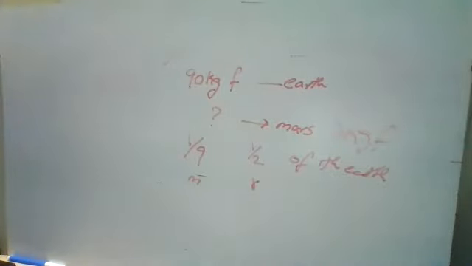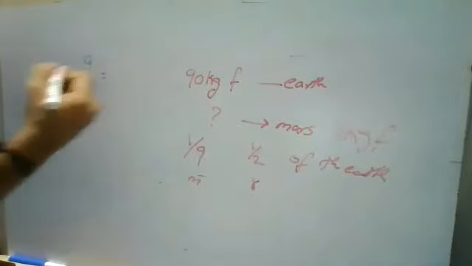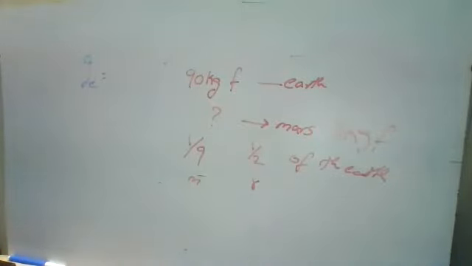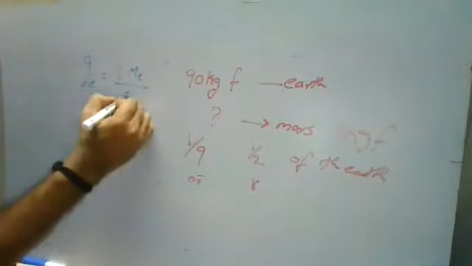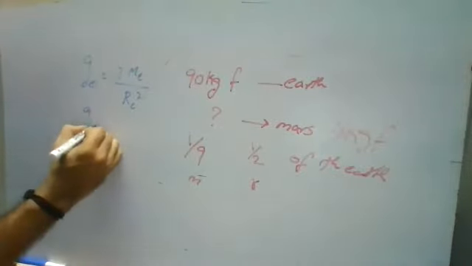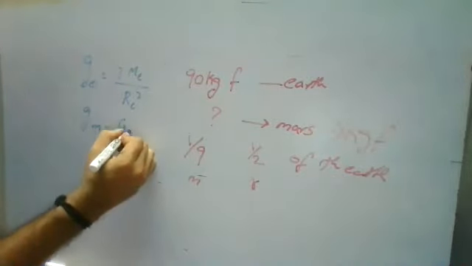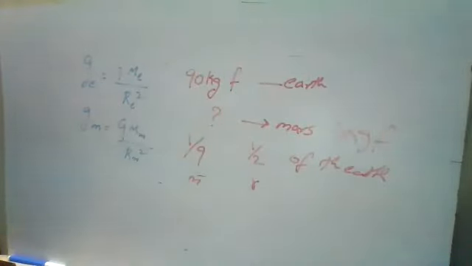One by one. So we know the relation. g, acceleration due to gravity for earth, I'll take small g with suffix e for earth, is equal to capital G mass of the earth by radius of the earth square. In the same way for Mars, g small m is equal to capital G m for mass by radius of Mars square.